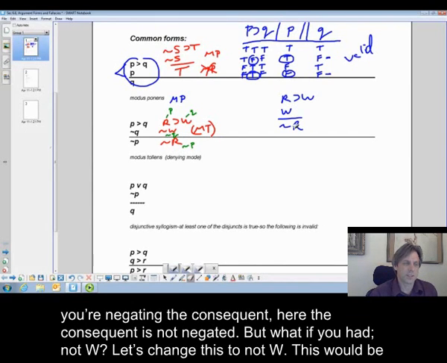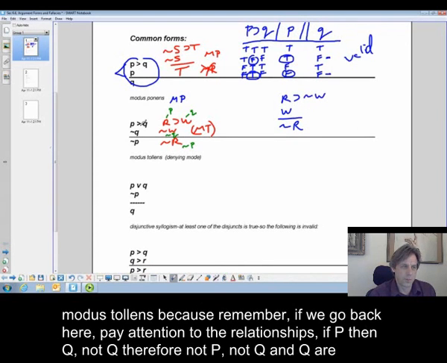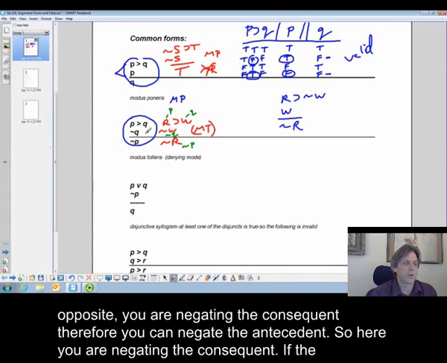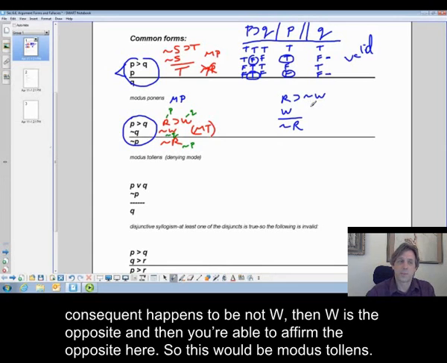Let's change this to not W. This would be modus tollens, because remember, if we go back here, pay attention to the relationships. If P then Q, not Q, therefore not P. Not Q and Q are opposite. You are negating the consequent, therefore you can negate the antecedent. So here, you are negating the consequent. If the consequent happens to be not W, then W is the opposite. And then you're able to affirm the opposite here. So this would be modus tollens.